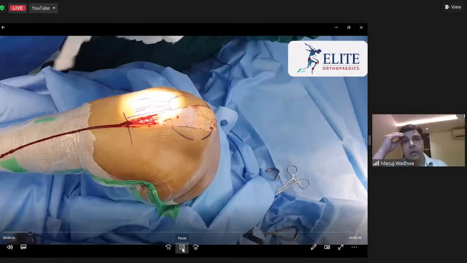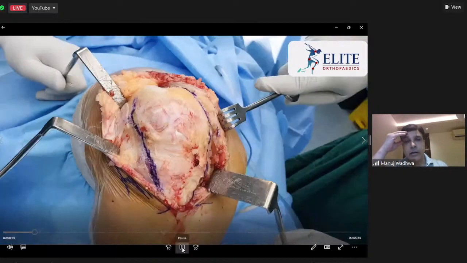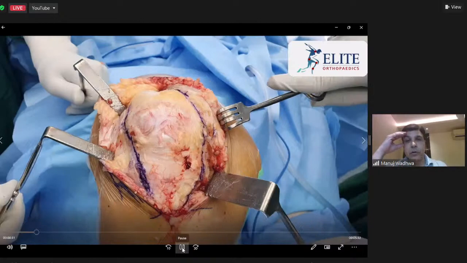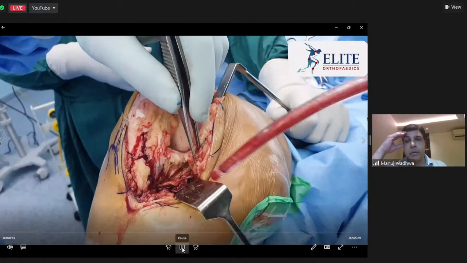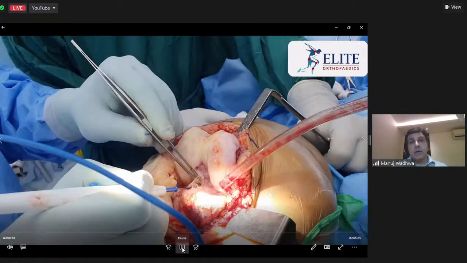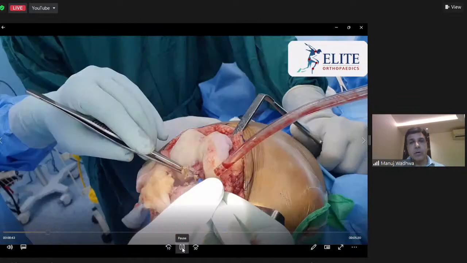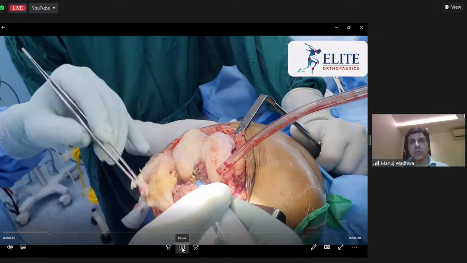Once you do an exposure, which is the midline, you have a choice of going in the lateral parapatellar, which Dhanshekar will show to you. I will be focusing on the medial parapatellar, which is my workhorse. The only cases where I take a lateral parapatellar is where I have a subluxed or dislocated patella. Otherwise, majority of these knees I handle through the medial approach only.